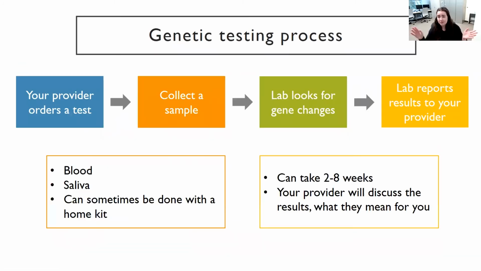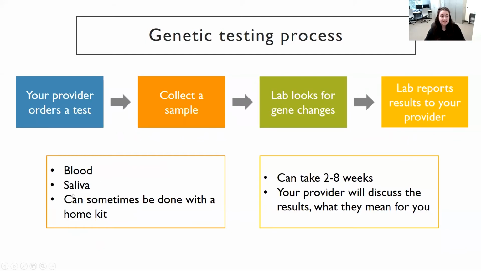Regardless of what lab we do, what test we do, they all kind of follow the same process. The test has to be ordered by a medical provider, your doctor, whoever your care team is. So then you'll collect a sample. There's a lot of different ways we can get a sample for a genetic test. Because our genes are in all the cells in all of our bodies, we can take a sample from anywhere. But the most common ones are either blood or saliva.